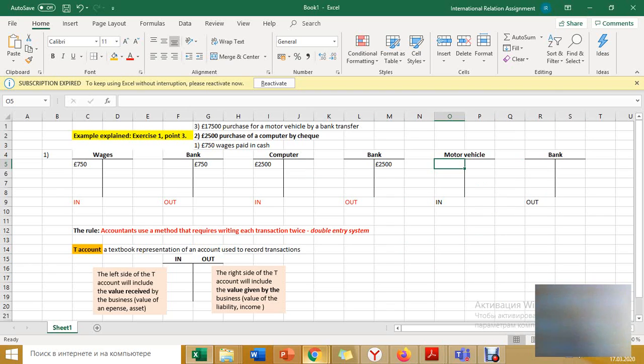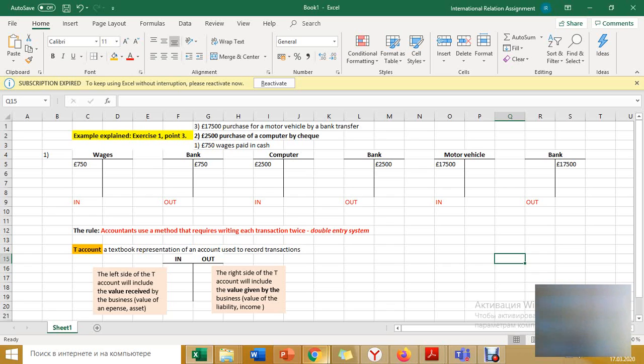So basically, the only thing you have to do here is write motor vehicle, £17,500, and bank, £17,500. Okay, so this is the value of the expenses. It came into the business as a capital transaction. We're going to speak about it in our next lesson. And this is the value that was given, right? Okay, so this is all for your examples.